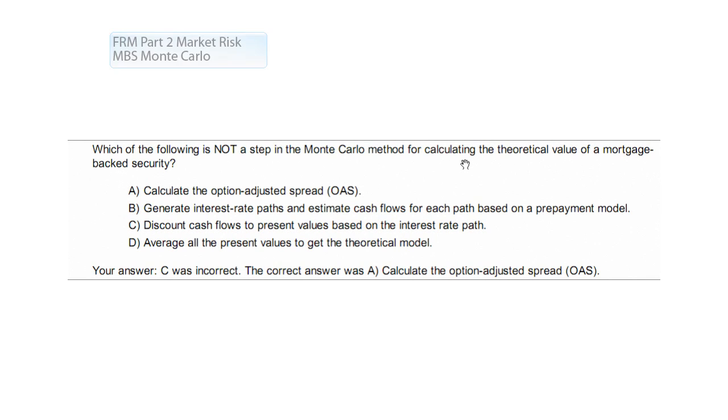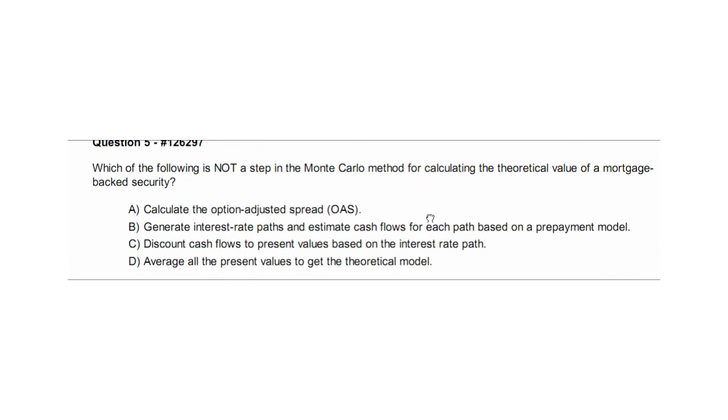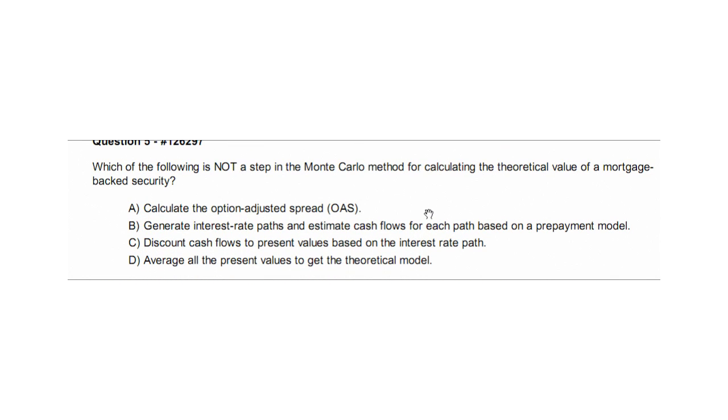So we are in the market risk, and the next question is which of the following is not a step in Monte Carlo simulation? Calculating the option adjusted spread, generating interest rate paths and estimating cash flow on a prepayment model, discounting cash flows to present values based on the interest rate path, and averaging all present values to get theoretical values. So all of them are a part except the option adjusted spread.